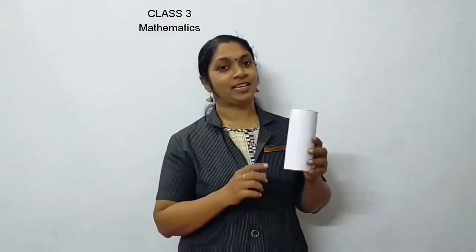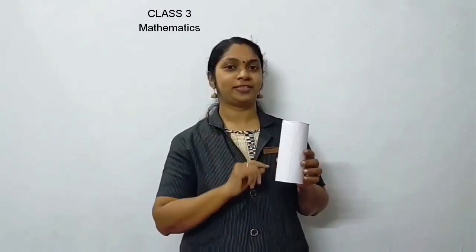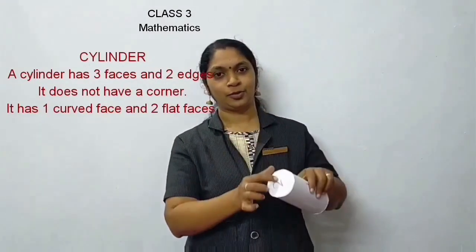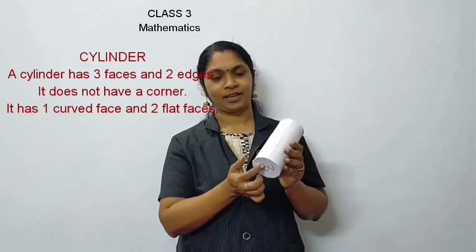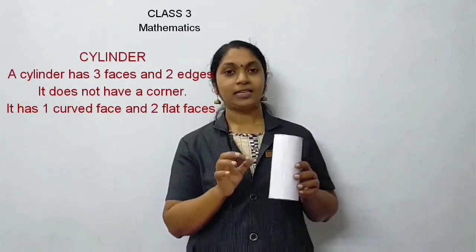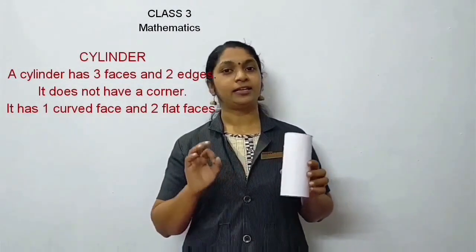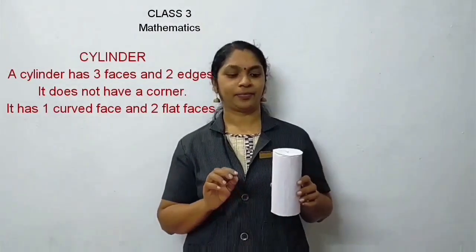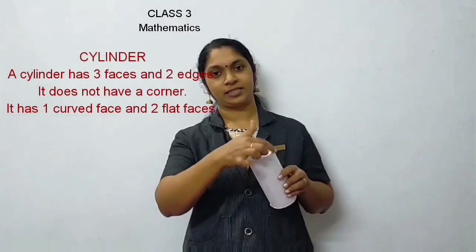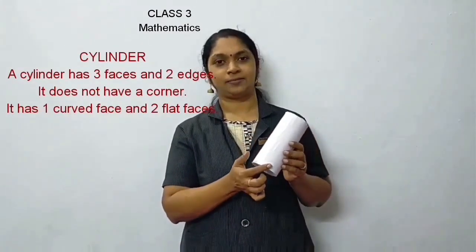This is a cylinder. A cylinder has 3 faces. 1, 2 and 3. It has no corners. A cylinder does not have a corner. A cylinder has 2 edges.